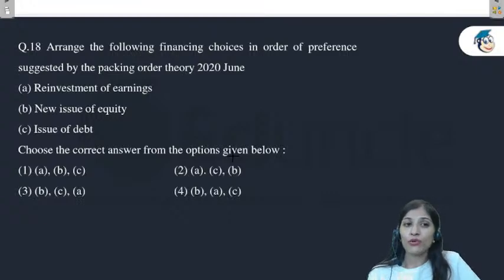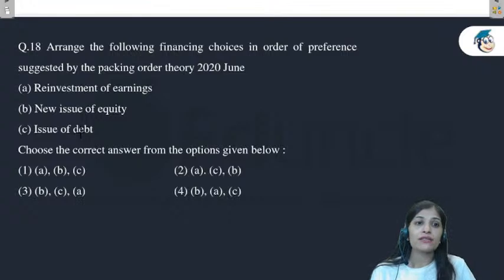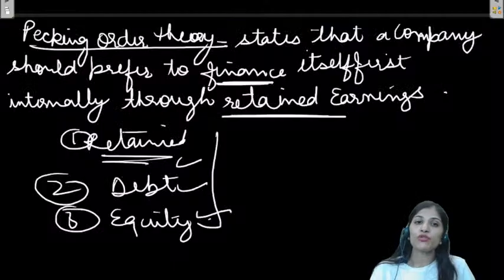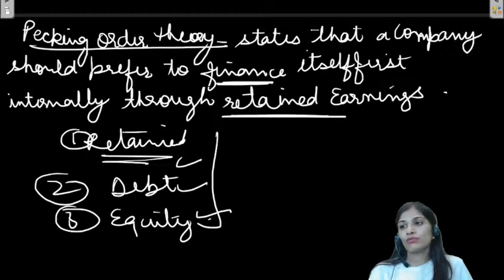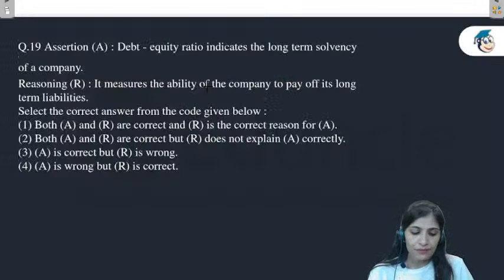Reinvestment, that is retained earnings, then issue of shares and debt. So A, C, B is the answer, right? So option number 2 would be the correct answer. So now if you know the pecking order theory, you will be easily able to understand the concept, right? Coming to the next question.